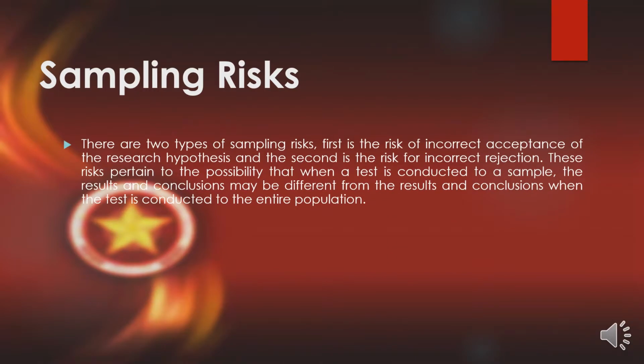There are two types of sampling risk. First is the risk of incorrect acceptance of the research hypothesis, and the second is the risk of incorrect rejection. This risk pertains to the possibility that when a test is conducted on a sample, the result and conclusion may be different from the result and conclusion when the test is conducted on the entire population.